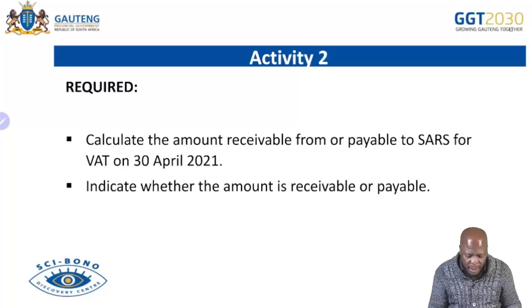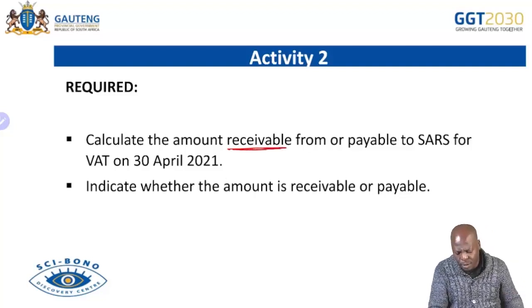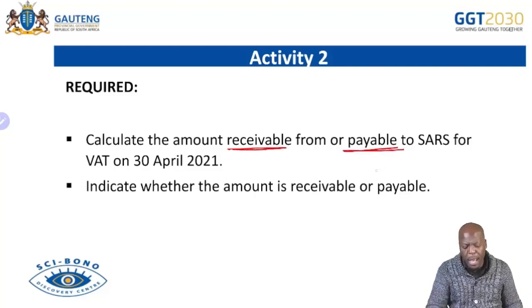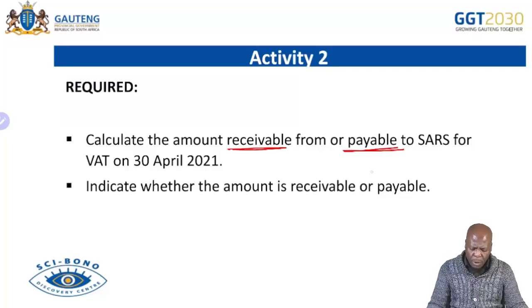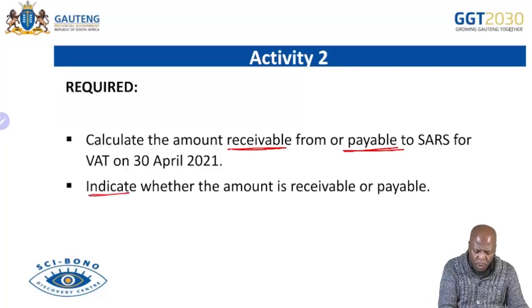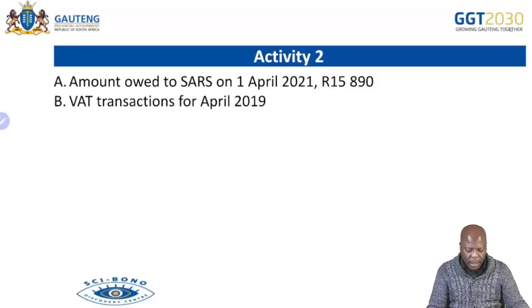Required: calculate the amount receivable from, so here they want us to ascertain whether it is receivable or payable to SARS. So in this particular question, we should be able to determine whether it is receivable or payable to SARS, and indicate whether the amount is receivable or payable. Let's quickly look at the information.